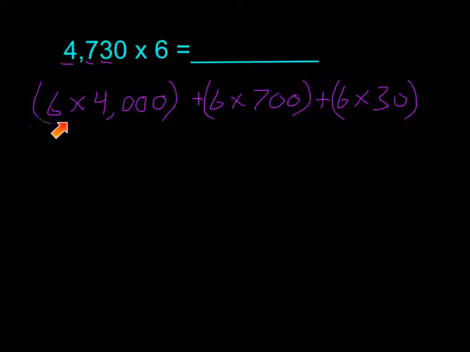We have a 6 times 4. 6 times 4 is 24. So I'm going to write down my 24. And then I have 1, 2, 3 zeros. So I'm going to add in my 3 zeros.